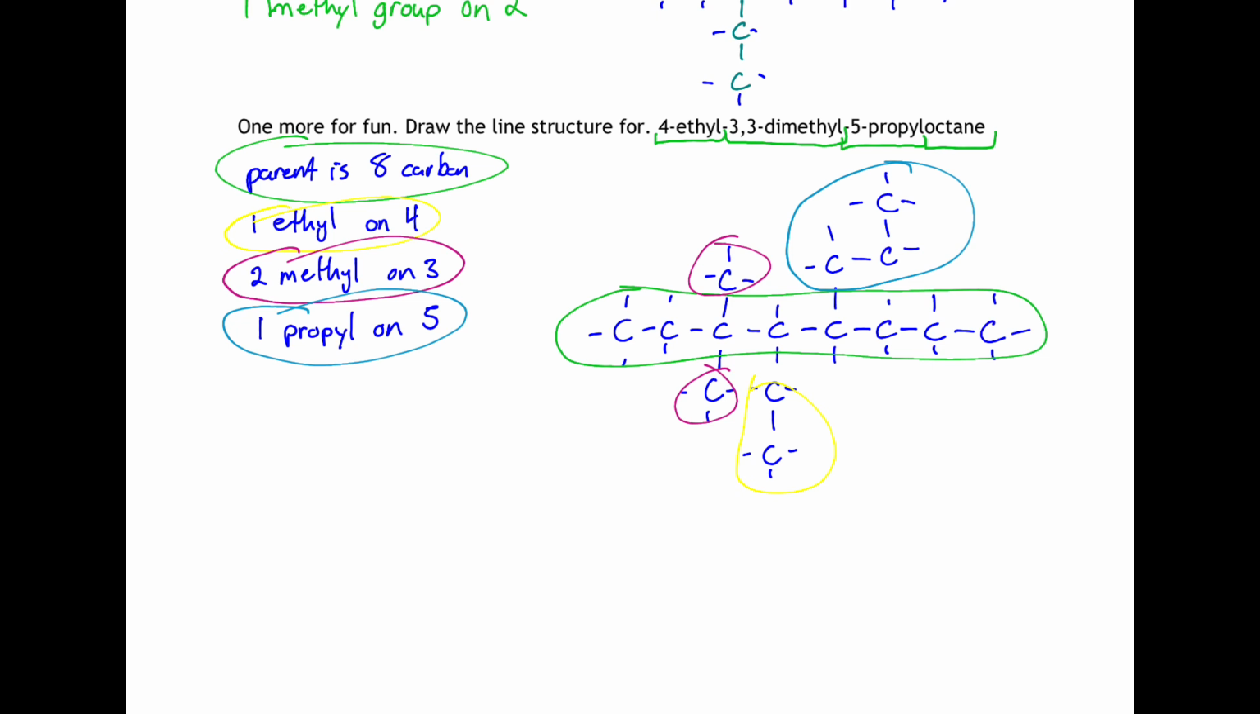Both of them are on 3. That was the 3,3 part. So there's 2 methyl groups, both on 3. I get an ethyl group on 4. That's this one here. And my propyl group is on 5. I only did it as a zigzag because 3 straight up would have hit my lines. All that matters with a propyl group is 3 carbons. I did a little zigzag to fit it on my page. And that's it. That's the pieces that we had. We have our parent chain, 2 methyls, an ethyl, and a propyl. Questions?